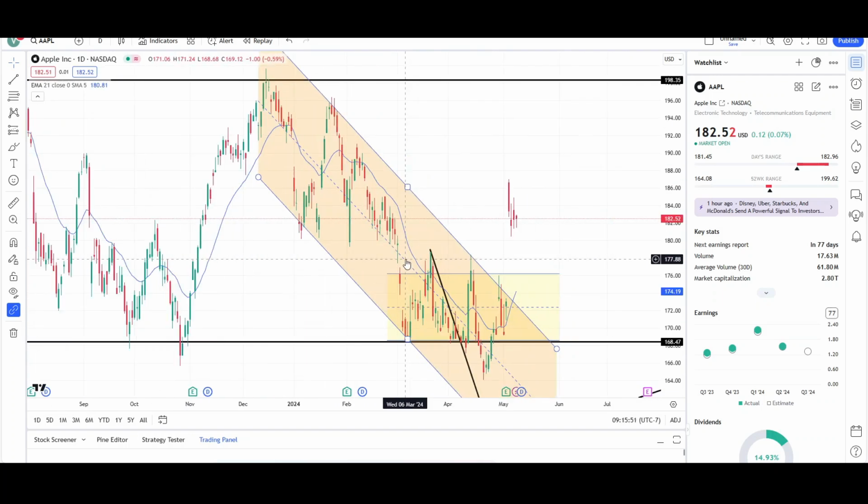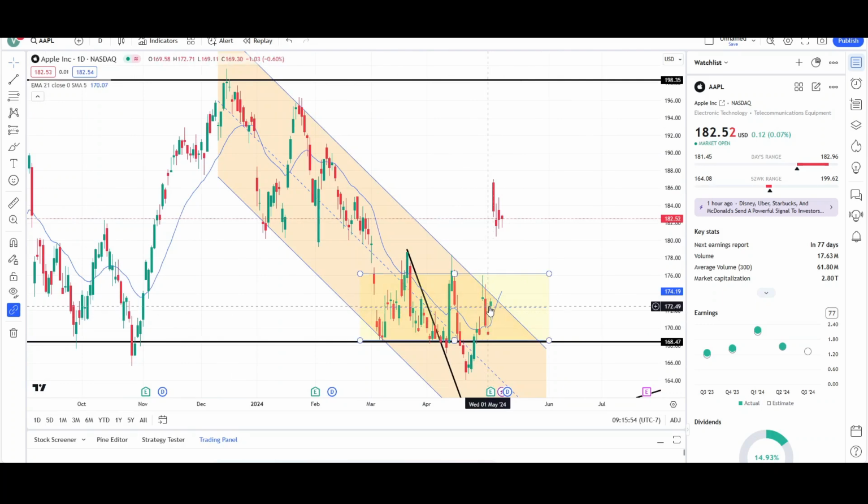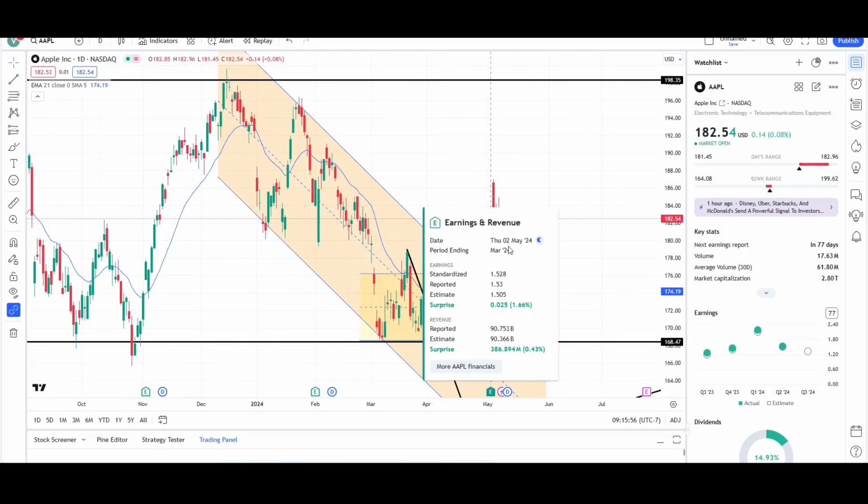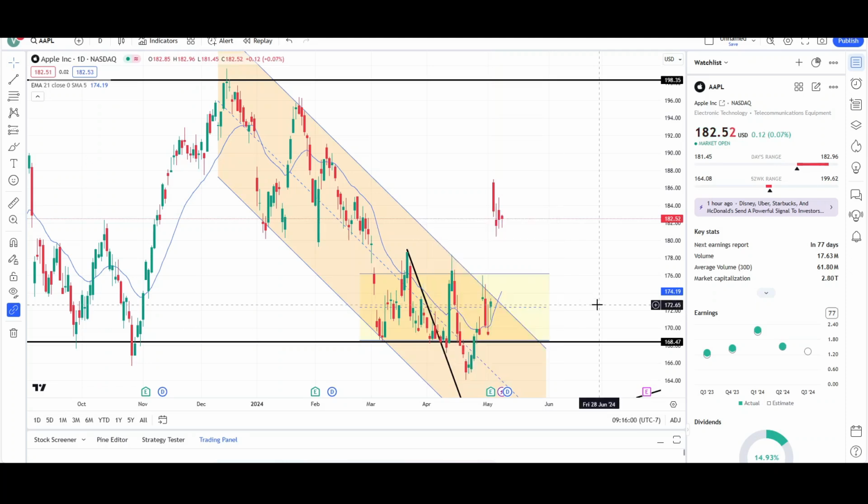So let's take a look at the daily chart. Well, you can see that the earnings was reported. It was on Thursday, May 2nd. Looks like they beat the earnings and revenue just slightly.